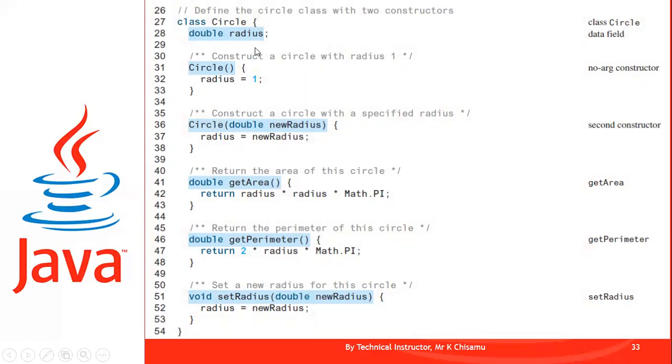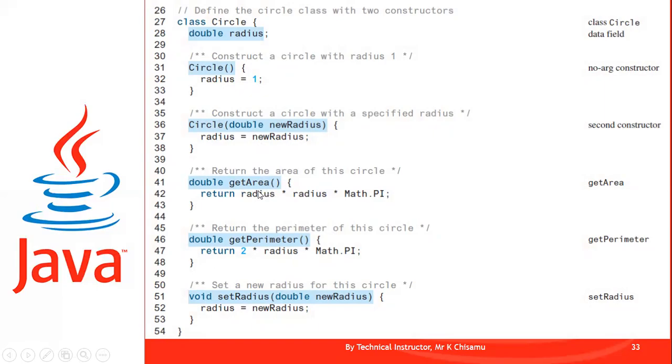Okay, you can see these are now the individual functions. When you don't send any value for radius, it will be set to 1. You can see line 32. When you send some value, for instance, there we send 25, the new radius will receive 25, and then 25 will be assigned to the variable radius.